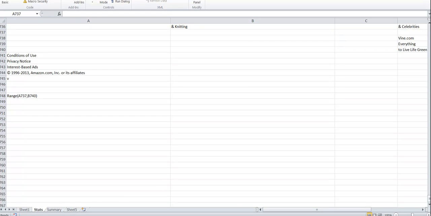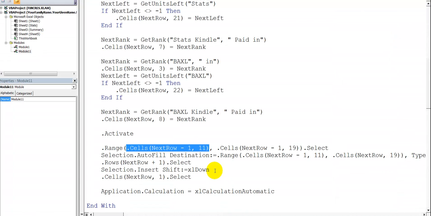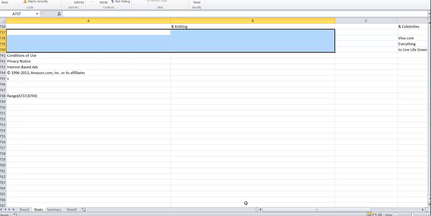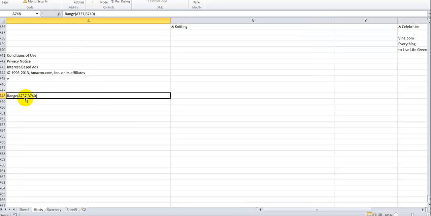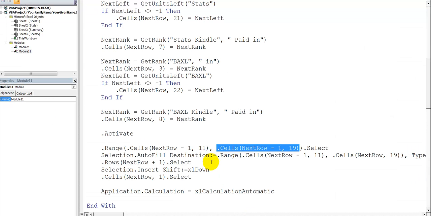So, in other words, there's one comma, so there are two arguments, and that's the beginning of the range and the end of the range. So this must refer to a beginning cell, and this must refer to an ending cell. By beginning and ending cell, I mean this is the beginning cell, A737, and this is the ending cell, B740. So these must do that. So do they?